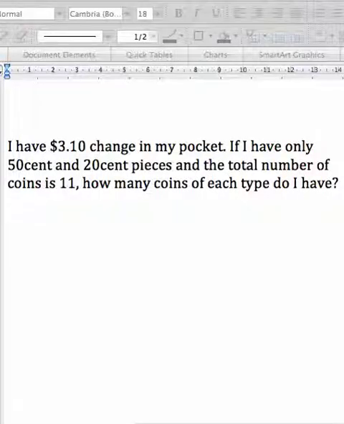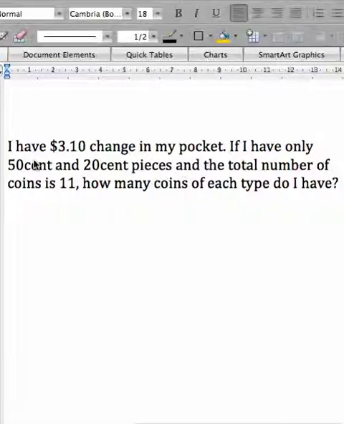Okay, our next question, starting to look like it's more complicated, but it's not. Let's read the question. I have $3.10 change in my pocket. If I only have 50-cent and 20-cent pieces, and the total number of coins is 11, how many coins of each type do I have? So the question is asking us how many 50-cent coins and how many 20-cent coins are in my pocket. Under these conditions, that the total number of coins I have is 11 and the value in total is $3.10.